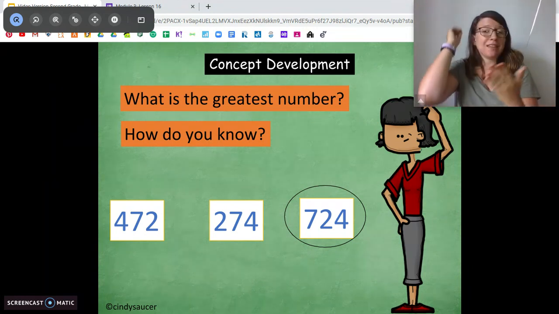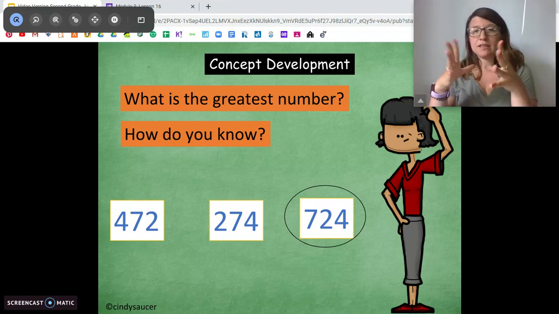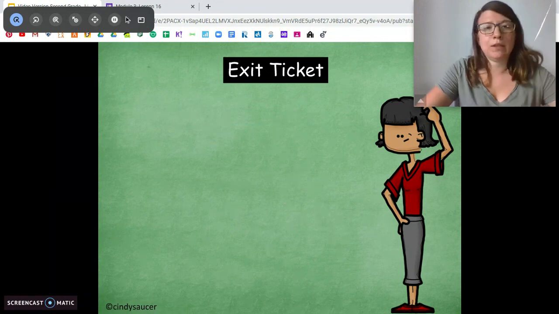Remember, start with the hundreds place. If they're all different, the number with the greatest hundreds is going to be the greatest. If not, then you compare the tens, and then you compare the ones. Easy peasy lemon squeezy. You got this.